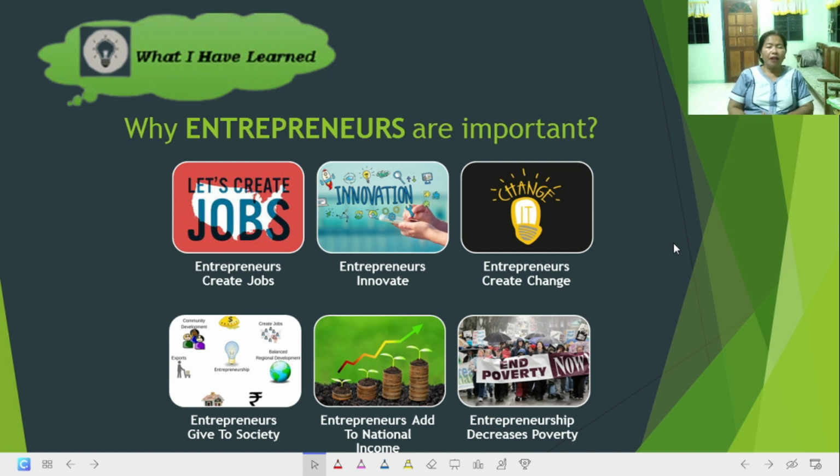Okay, why are entrepreneurs important? What do you think are the reasons why entrepreneurs are important? Okay, these are the different reasons why we consider entrepreneurs important. Number 1, entrepreneurs create jobs. They are the ones who innovate. They are the ones who create change. They are the ones who give to the society, either employment or more income.